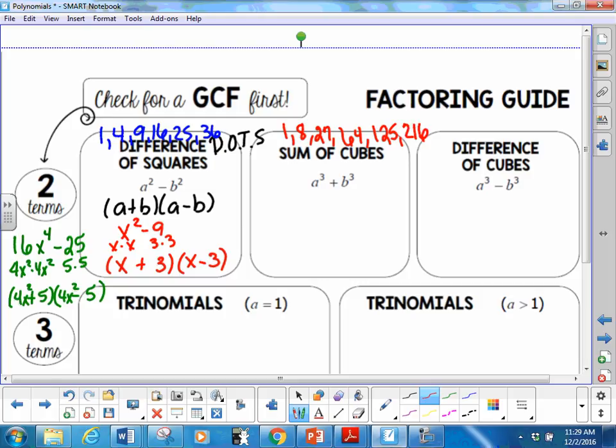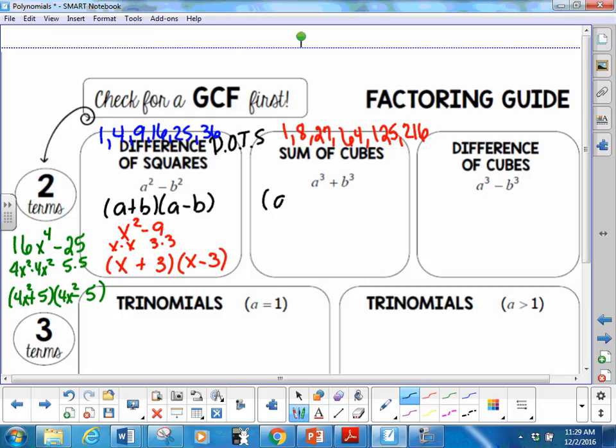So that's another thing. If I know I'm going to be working with cubes, I keep those fresh in my mind. That's all I know pretty much off the top. All right, so let's look at the pattern for this one. It's a little bit different maybe than what you're used to, but this is the pattern for a sum of cubes.